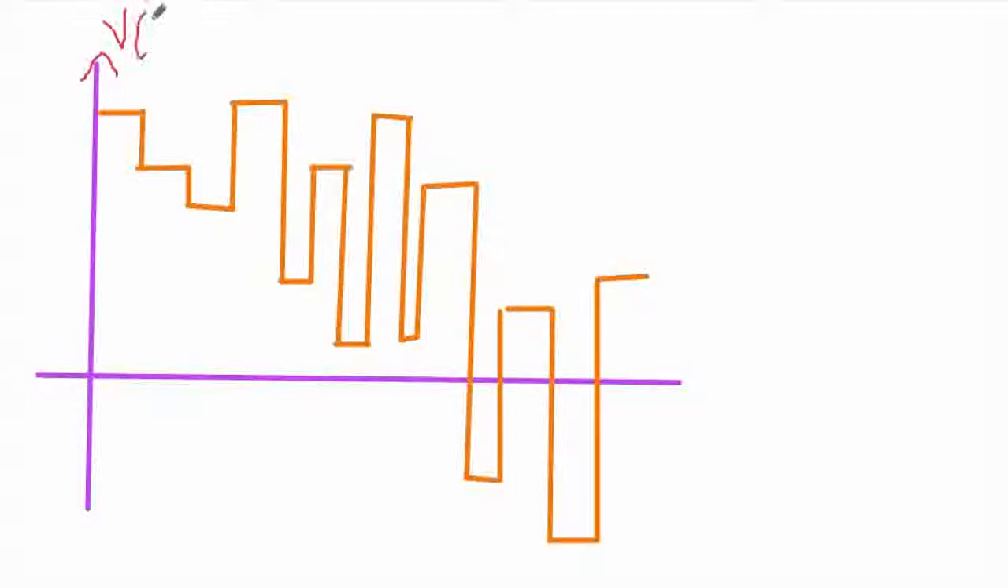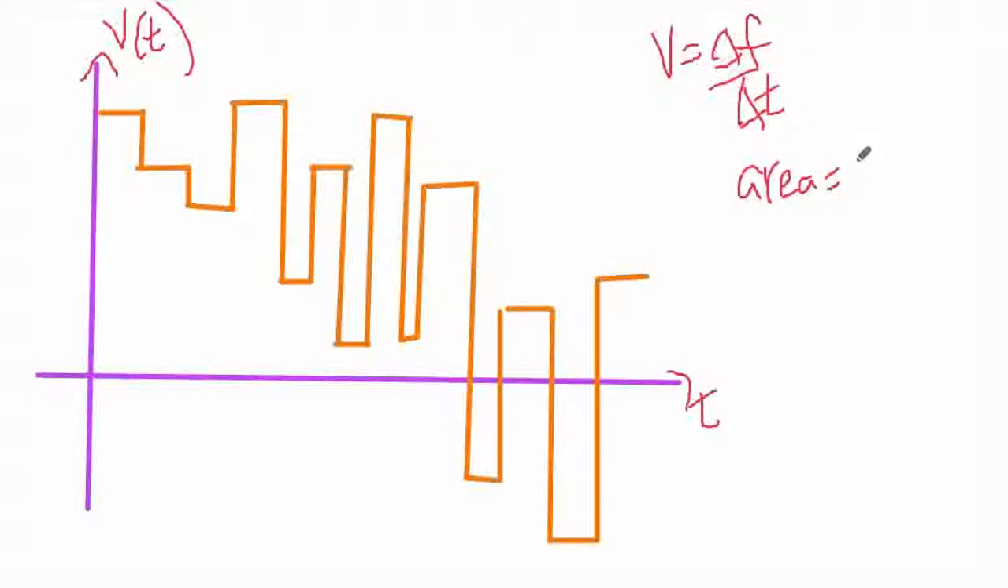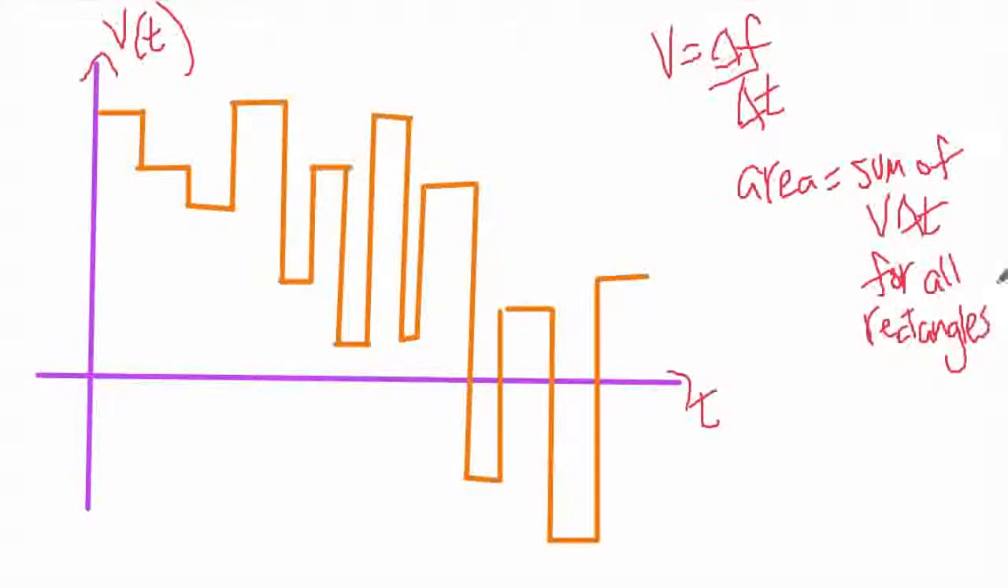let's say this is v of t, and remember that we said that v was equal to the change in f over the change in t. So the area was the sum of all the v delta t's for all the rectangles. Sum of v delta t for all the rectangles. That's what on the last one I had two rectangles, right? Now, however, we also know that that's equal to delta f. Well, what's delta f?